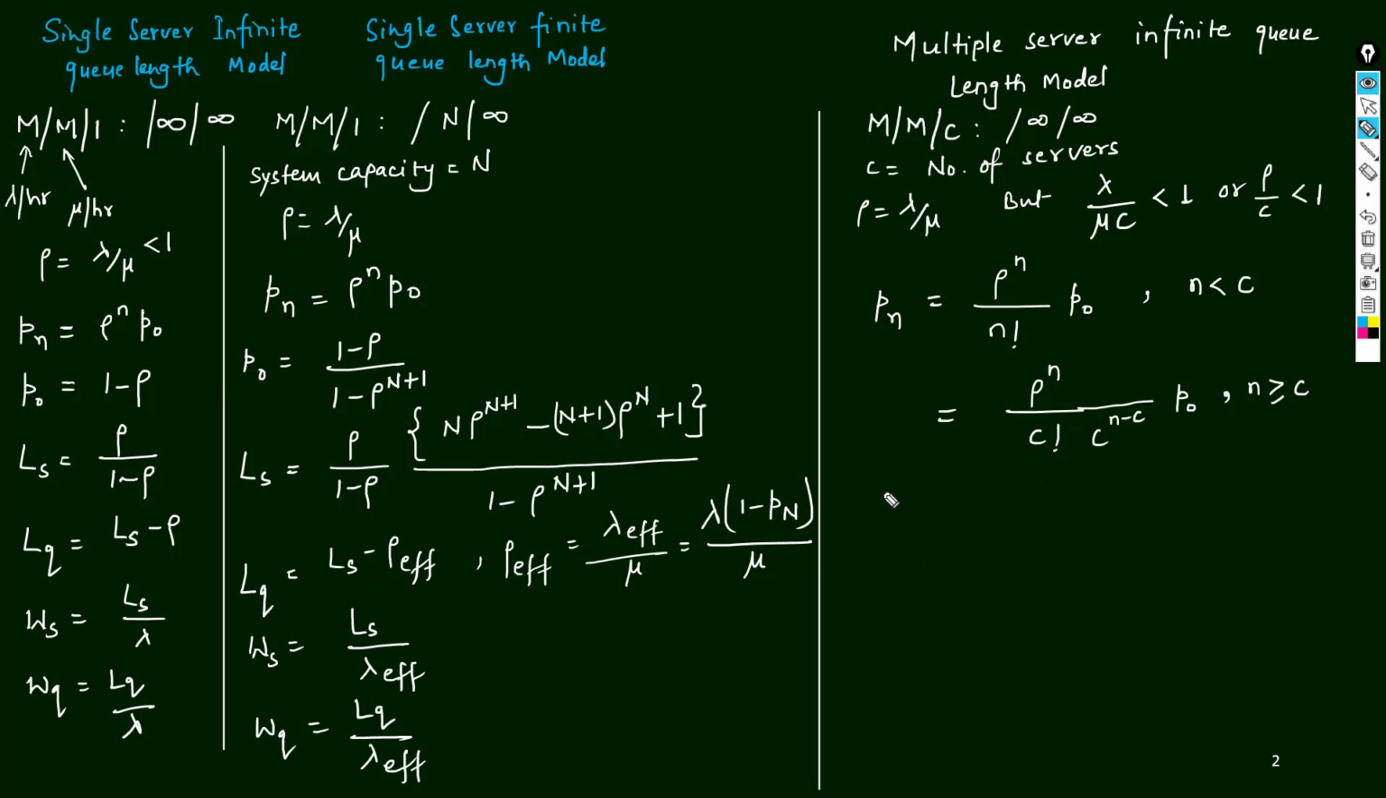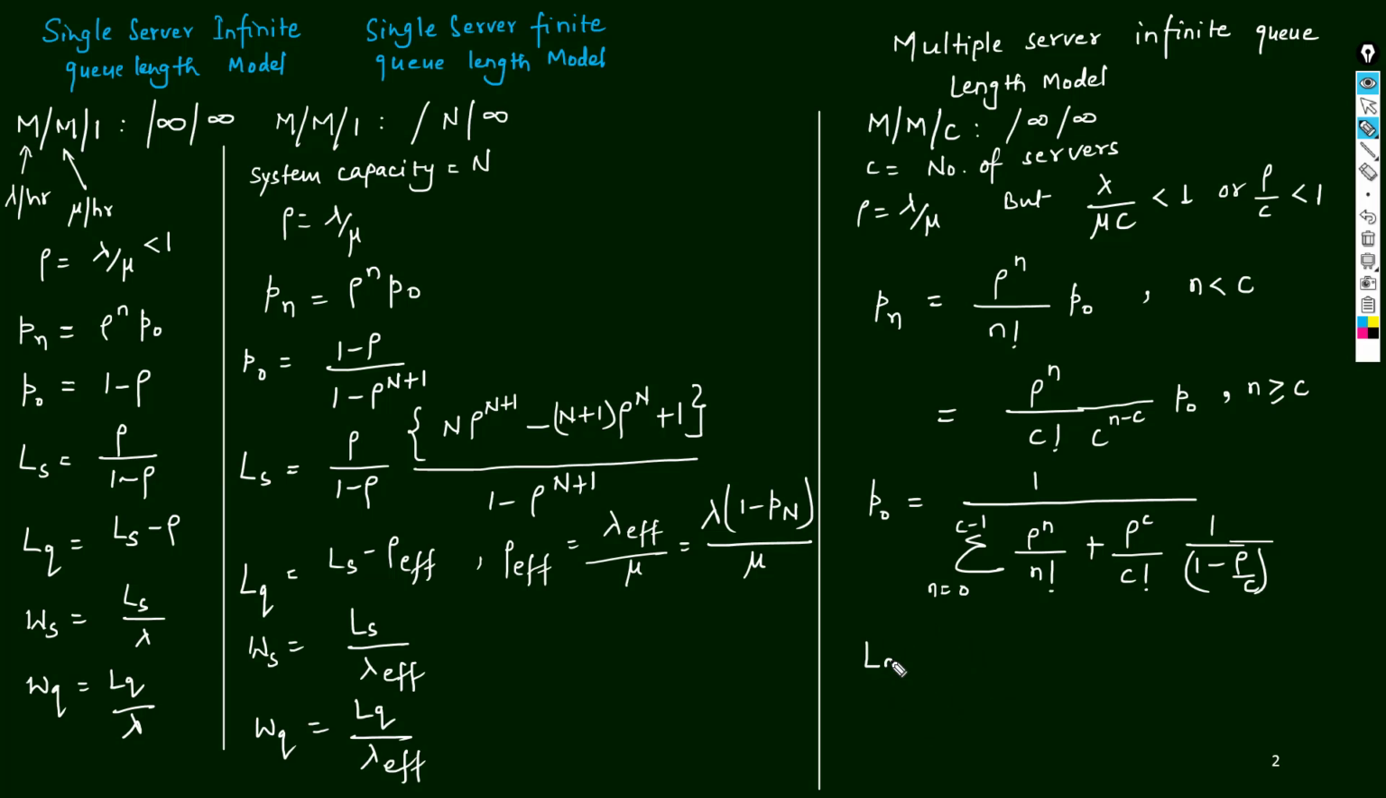Now what will be P naught? P naught is given by the expression 1 upon sigma n equal to 0 to C minus 1 of rho to the power n divided by n factorial, plus rho to the power C by C factorial into 1 by 1 minus rho by C. So this is one term and this is another term.